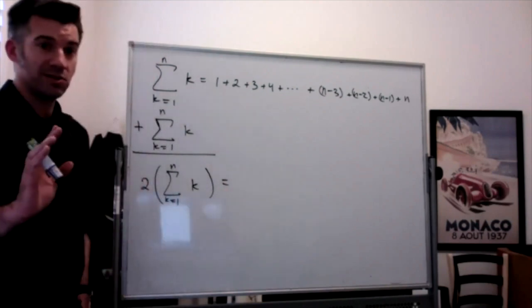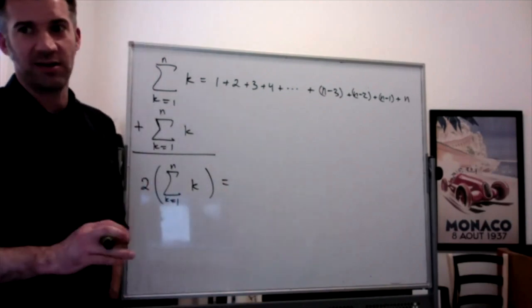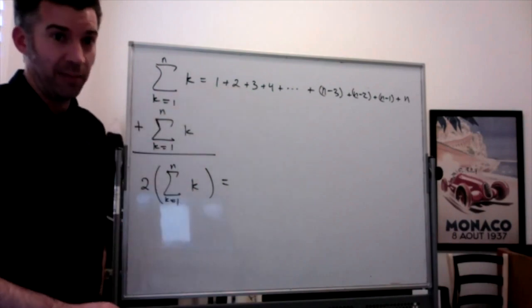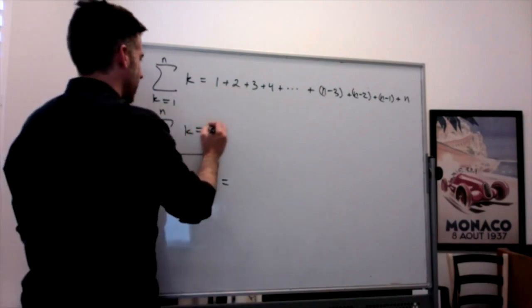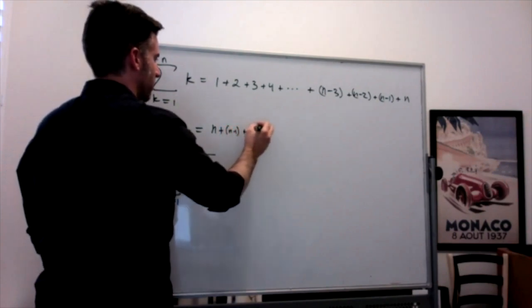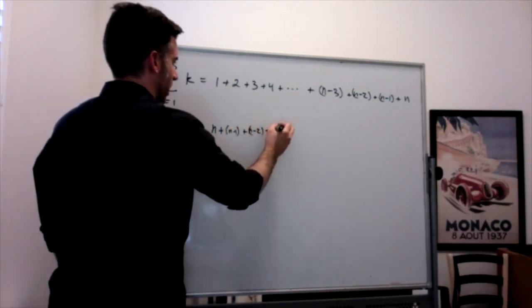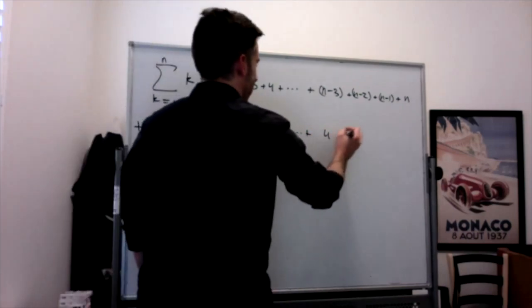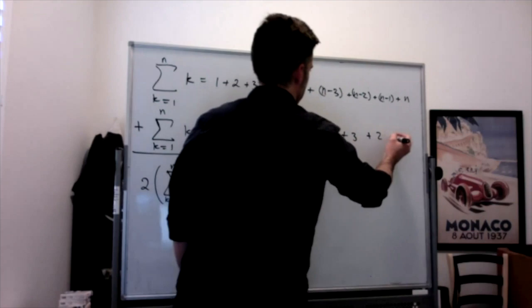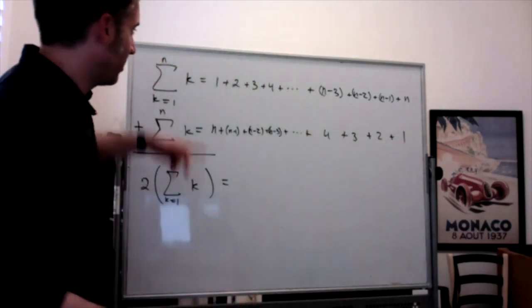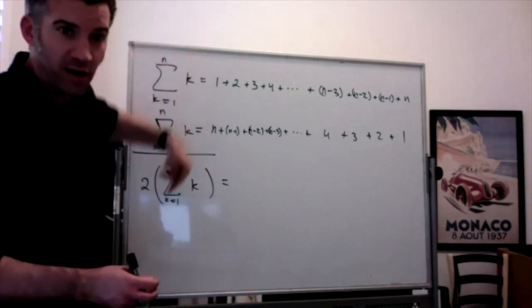Now here's the kind of slick part. I'm going to write this sum in the opposite order. So I'm going to write it as n plus n minus 1 plus n minus 2 plus n minus 3 plus all the way to 4 plus 3 plus 2 plus 1. Okay, so now we're going to add these together column-wise.